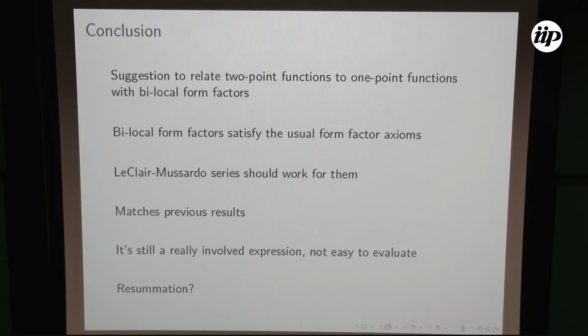Okay, so let me conclude. Learning from the LeClair-Mussardo series, we said that for a two-point function, we can look at this object as a bilocal operator and calculate form factors that have the same analytic properties as the usual form factors. So we can write it like a LeClair-Mussardo series. We checked the previous results and argued that it should be correct. That's our proposal for this two-point function, which can be used for finite temperature, finite density, or the kind of Bethe root density describable states.